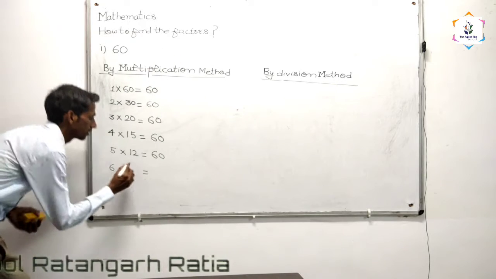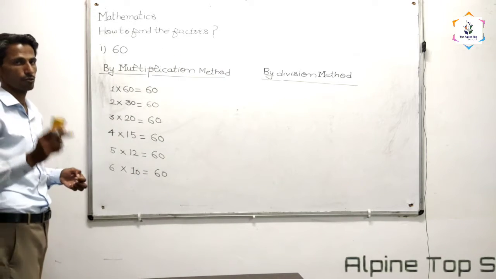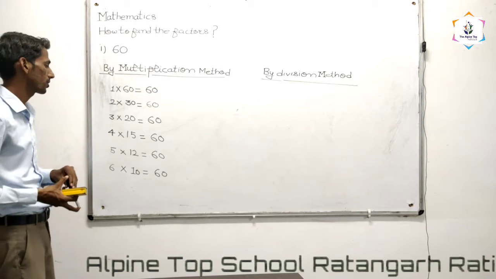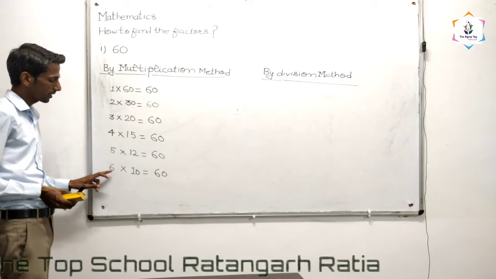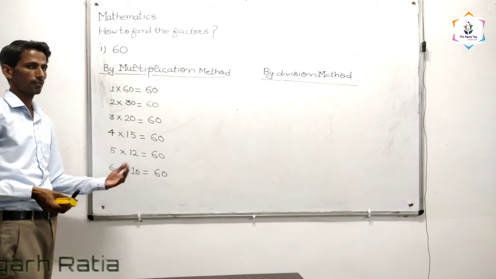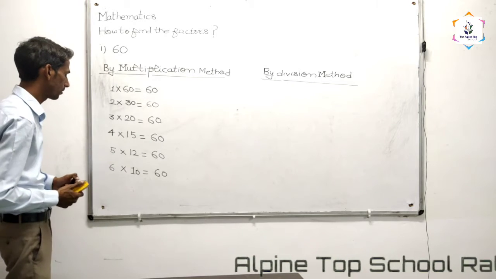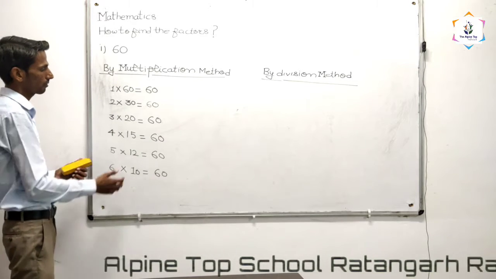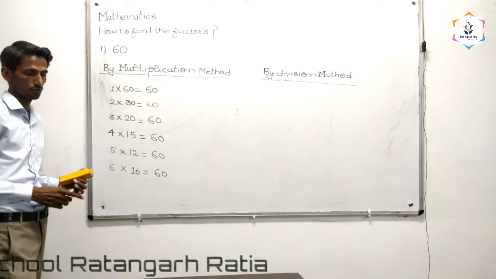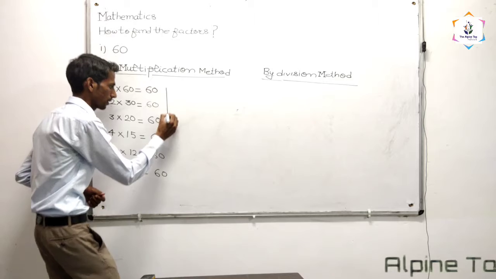6 10s are 60. After that you can proceed, but you have to remember one thing: we have to avoid the repetition. Like here I am writing 6 10s are 60. If you write 10 6s are 60, it has the same meaning. That's why don't write that particular pattern. It means now, dear students, we have already found all the factors of 60. Now we have to write them. Listen carefully how we have to write.